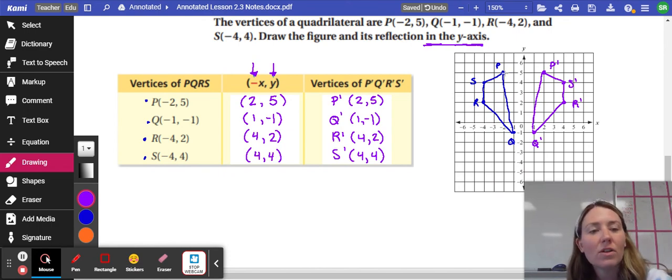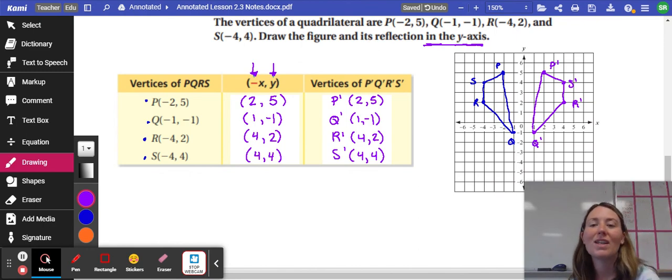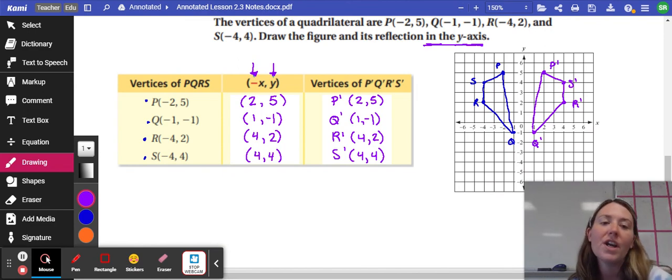All right, you can tell just by looking at it, hey, it was 2 points over. Now it's 2 points to the right of the y-axis. It was 2 points to the left, moved it 2 points to the right. Okay, so that's why we're changing that x-coordinate. We're moving it left and right to flip it over the y-axis.